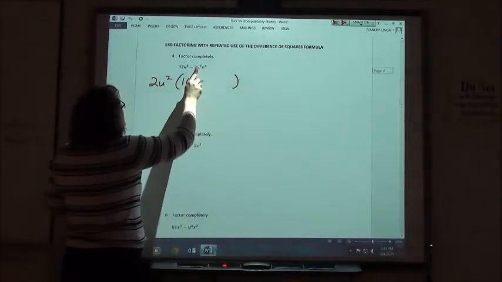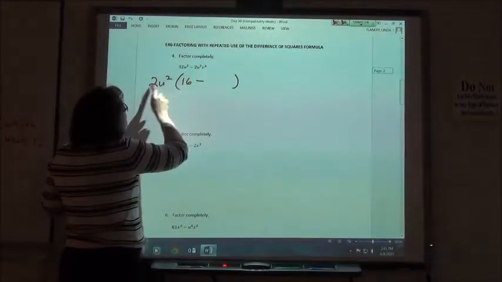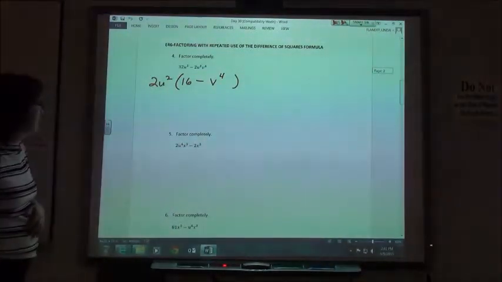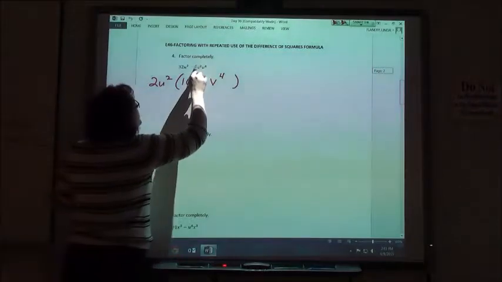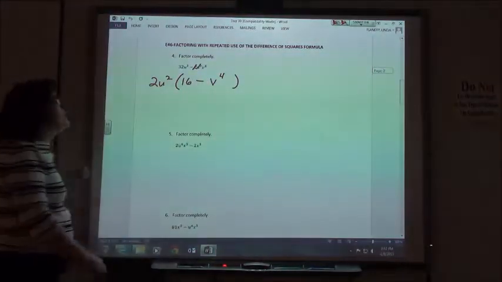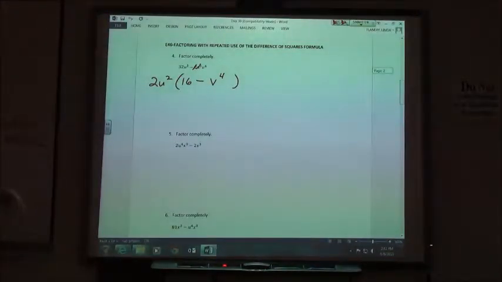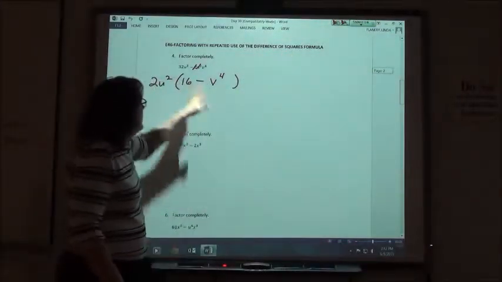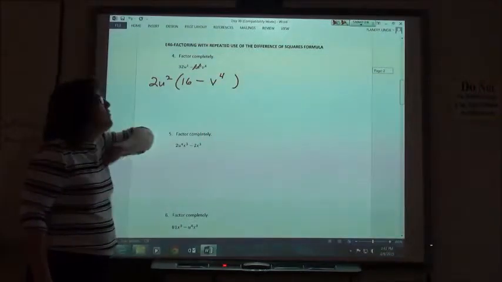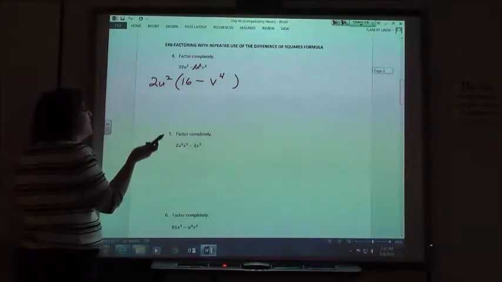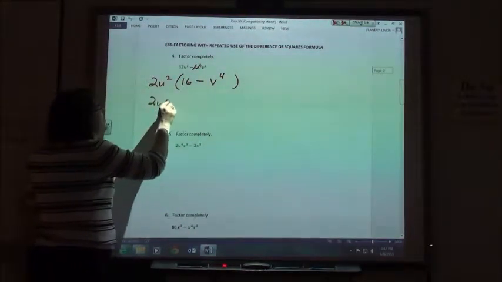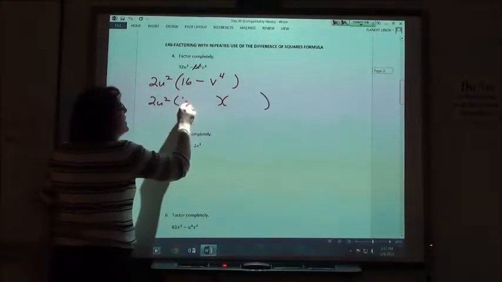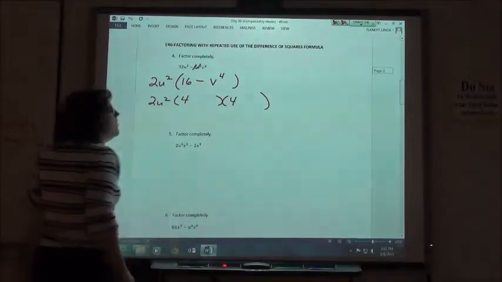Minus, here I'm going to take out the 2u squared, leaves me just the v to the fourth. So the 2 would cancel out, the u squared would cancel out, I get the v to the fourth. Now what should happen is I should get the difference of squares. 16 is a perfect square, v to the fourth is a perfect square. I'm going to factor the difference of squares from FOILing. Factors of 16, 4 and 4.